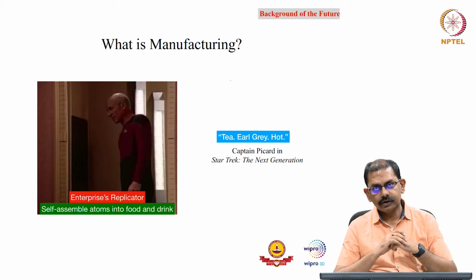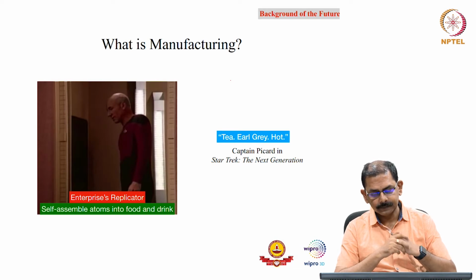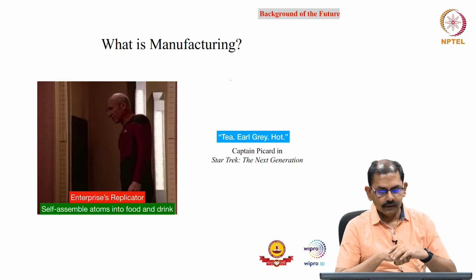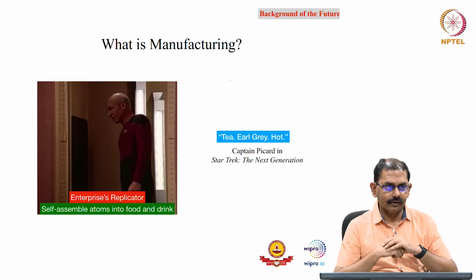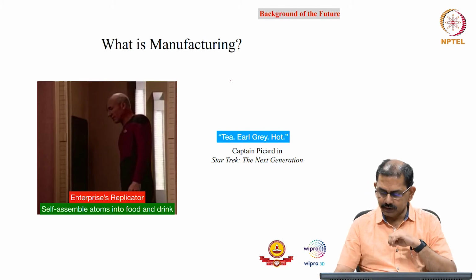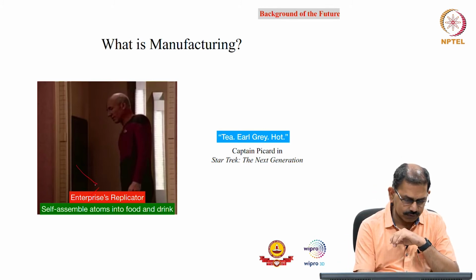If you look at this particular slide, this is from a very famous science fiction serial, Star Trek: The Next Generation. Some of you might have seen it. When I was a kid, it used to be telecast on DD. This is Captain Picard, one of the actors in that serial, and very often he used to say this particular thing, "Tea, Earl Grey, hot." As soon as he says this, within some seconds the tea will come. It will be Earl Grey, it will be hot. The spaceship in which they were shot was the Enterprise, and this machine is the replicator, correct?